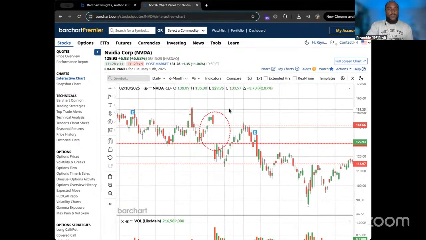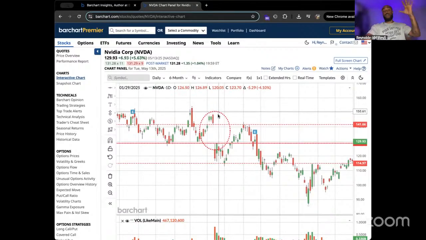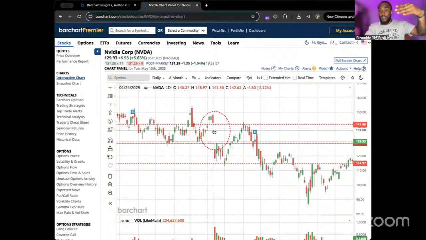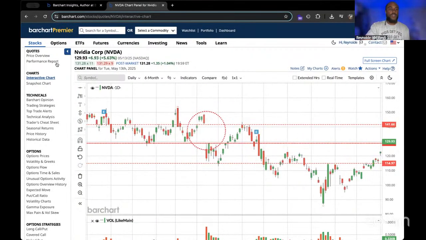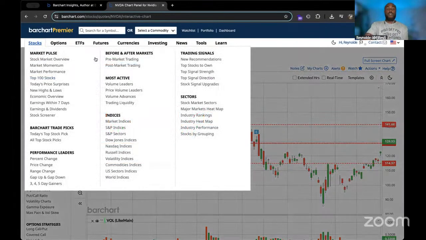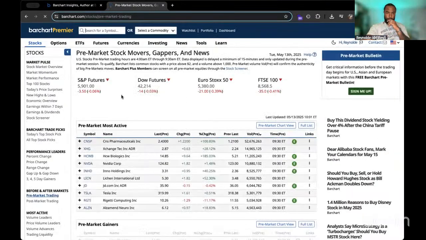Okay, now let's go back to how to find these gaps. Now we've seen a breakdown on the downside and we've seen a breakout to the upside. Now let me show you all where to find these gaps. Okay, let's start by clicking on the stocks tab here. If you're a trader, or maybe even an investor, you can do this as well. Come into the pre-market and post-market trading.